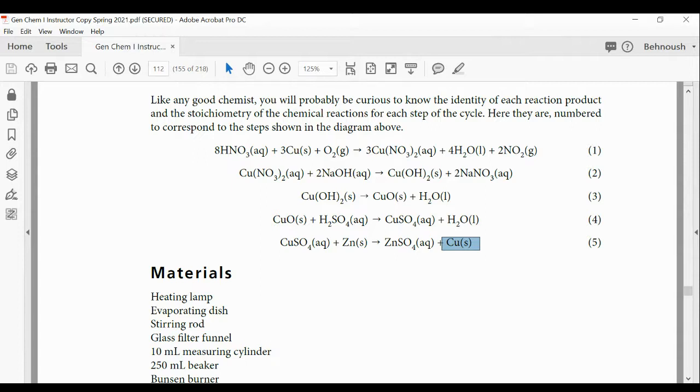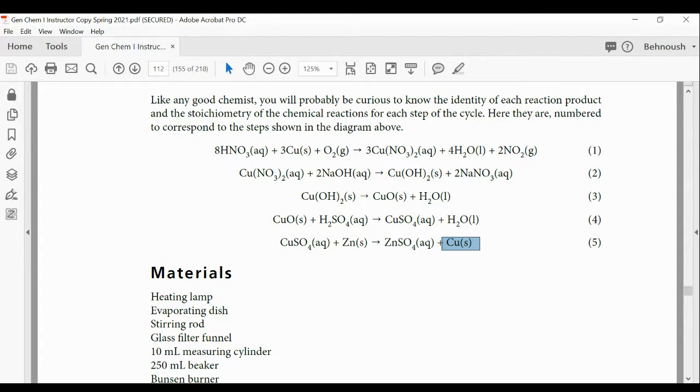What about leftover zinc or leftover magnesium? If you add too much zinc, and not every grain of zinc is reacted, then when you filter it, some zinc would be left over with the copper, and that gives extra mass to the copper. So you could have higher than 100% recovery, and if you do, you should be able to explain the sources of error.